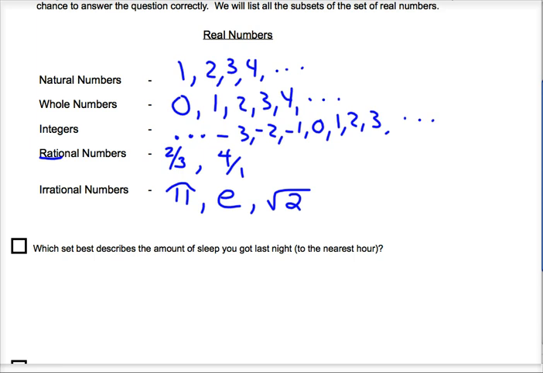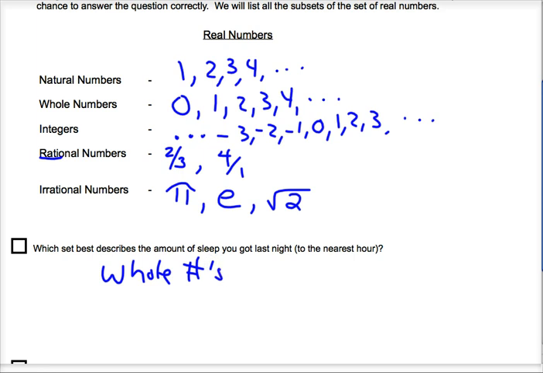Well, hopefully for most of you that would be the natural numbers, but I guess, you know, some of you wild folks there, or maybe you're just insomniacs, maybe you didn't get any sleep, so I guess you could argue it could be the whole numbers, or certainly natural numbers, because you're rounding to the nearest.